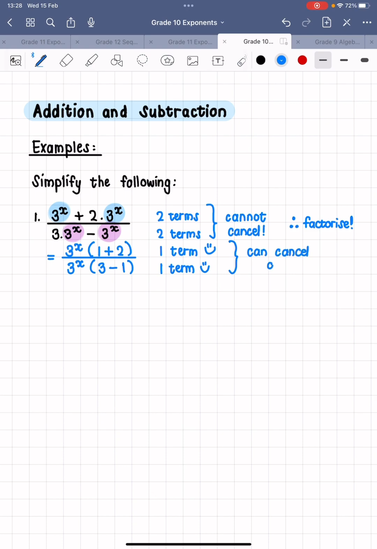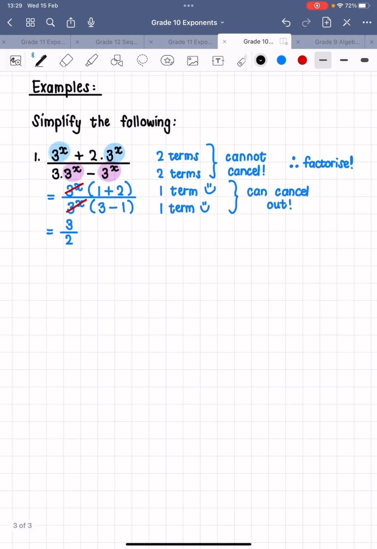Okay, and that is what we're going to have to remember with these addition and subtraction questions. First factorize and then cancel. So now we can cancel out the 3 to the x and the 3 to the x. At the top of my fraction, I'm left with 1 plus 2, which is 3. And at the bottom of my fraction, I'm left with 3 minus 1, which is 2. So the final answer here is going to be 3 over 2.